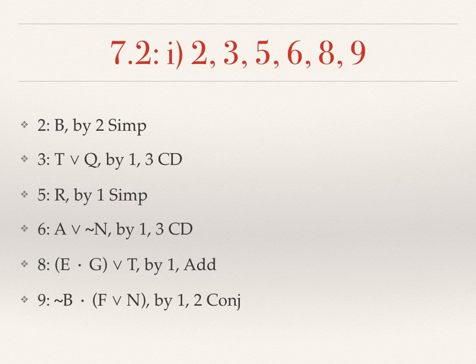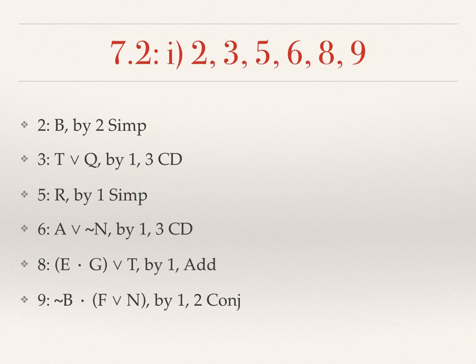Moving on now to section 7.2. In this section we learned the other 4 rules of implication. And so these exercises are similar to the ones in 7.1. We just have more rules of implication to work with. So let's go through the ones that are at the back of the book.